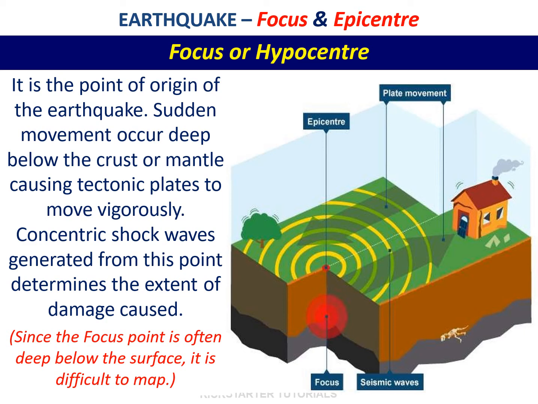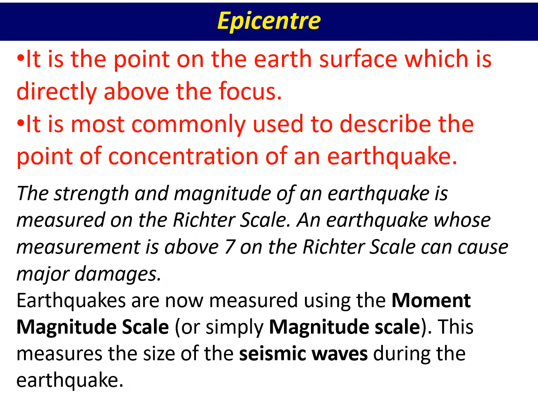Again, vibrations or movements normally start from the epicenter. Always the movements start from the epicenter. And it normally happens that wherever the epicenter is, there is maximum damage, and if you move away from the epicenter, damage becomes less. The strength and the magnitude of an earthquake is measured on the Richter scale. An earthquake above 7 on the Richter scale causes the maximum damage.